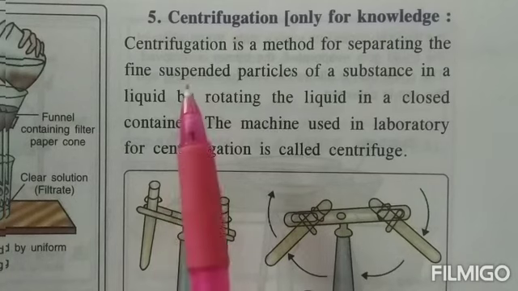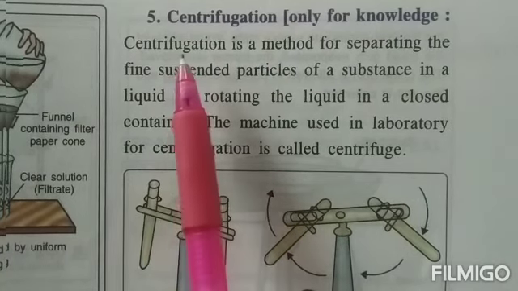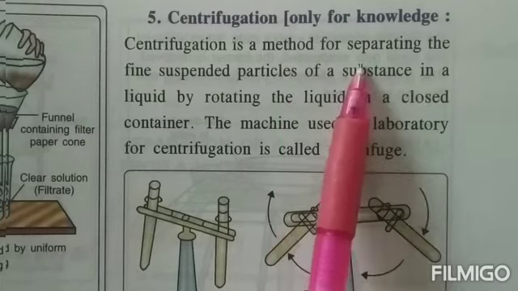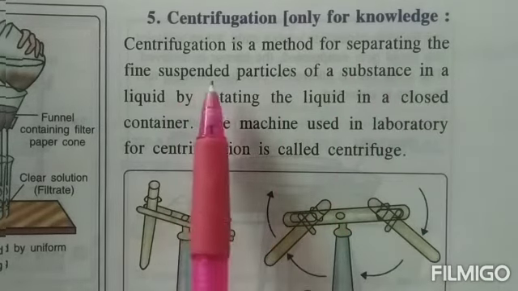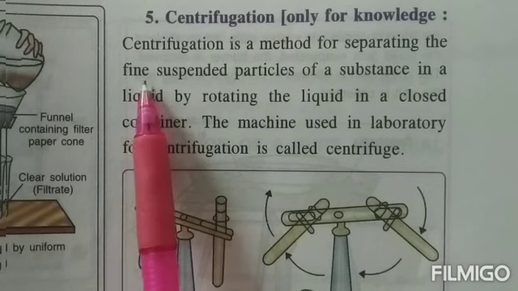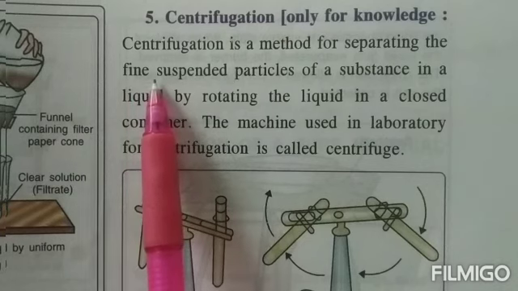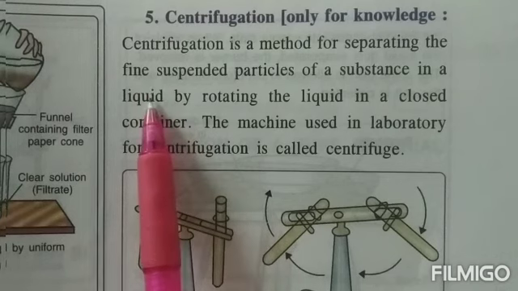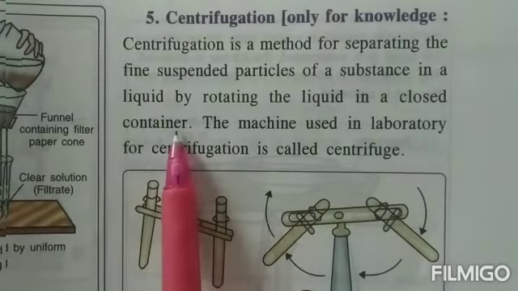The next method is, children, centrifugation. Now centrifugation is such a method, children, that can separate very, very fine suspended particles of any kind of substance from a liquid. Now this solid substance is so small, children, that it cannot be picked up, it cannot be cleaned by any other method. And what is done in centrifugation is, children, the liquid is rotated at a very high speed in a closed container.